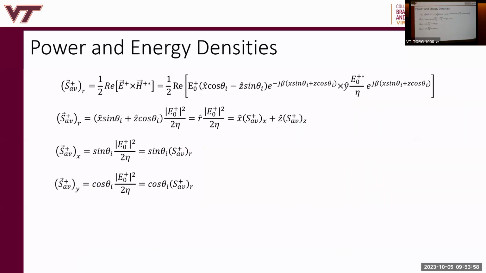We can also calculate power and energy densities in particular directions. So we can have power and energy density in the r direction, which is in the direction of travel. That's nothing but 1/2 real part of E cross H conjugate, which we learned in lecture 1. Now we can write down what E and H are in the obliquely traveling plane wave, and we can solve this cross product. And what we get here is the expected result, which is this.